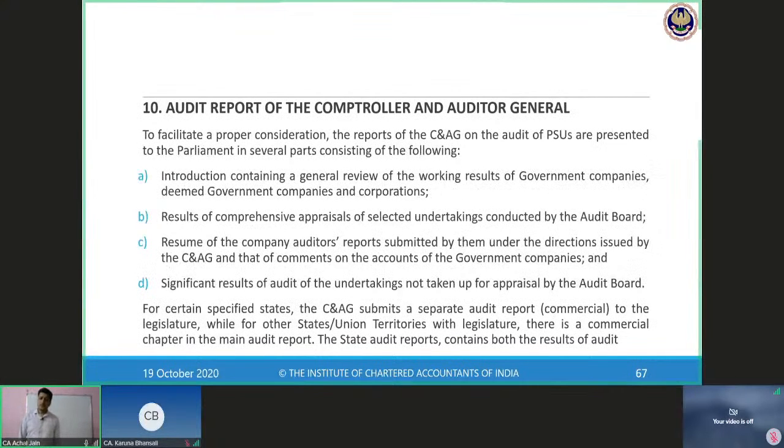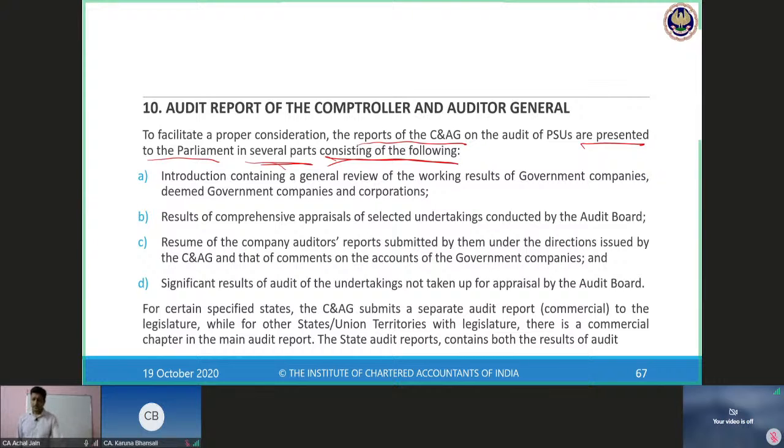Now moving on to the audit report. So let's move on to the audit report of the CAG. The reports of the CAG are presented to the Parliament in several parts, which consist of the following. Introduction containing a general review of working results of government companies, deemed government companies, and the corporations. Results of comprehensive appraisals of selected undertakings conducted by the Audit Board. Resume of the company auditors' reports submitted by them under the directions issued by the CAG, and that of the comments on the accounts of government companies, and significant results of the audit of undertakings not taken up for appraisal by the Audit Board.